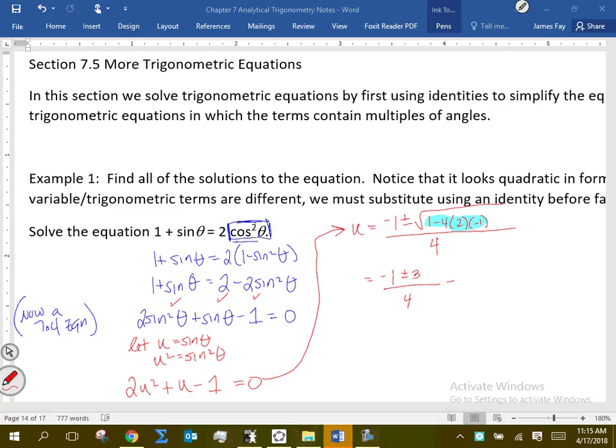But if I look at this, this becomes negative 1 plus 3, so that's 2 over 4. Or negative 1 minus 3 is negative 4. Negative 4 divided by 4 is negative 1. Okay? So there are my solutions for u. u is equal to a half or negative 1. But what was u? Sine theta. So sine theta is 1/2, or sine theta is equal to negative 1.